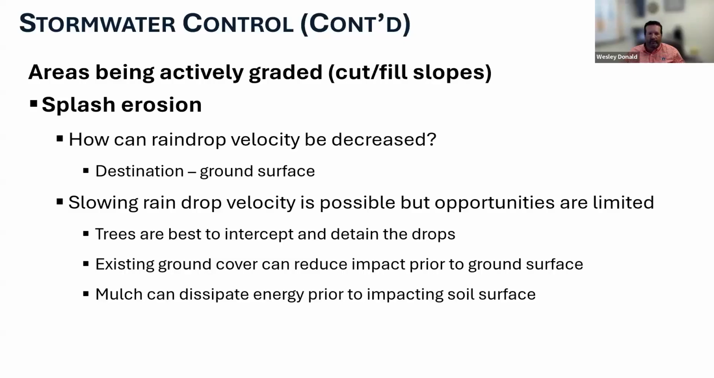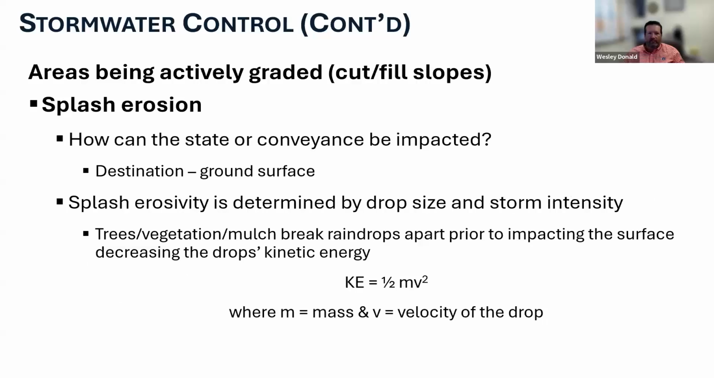They will slow that velocity by breaking the drops apart. Existing ground cover, like grass, can do a good job of breaking it up and slowing the velocity down before it impacts the ground surface. And then mulch. Mulch can dissipate energy prior to impacting that soil surface. So we have opportunities to slow raindrop velocity.